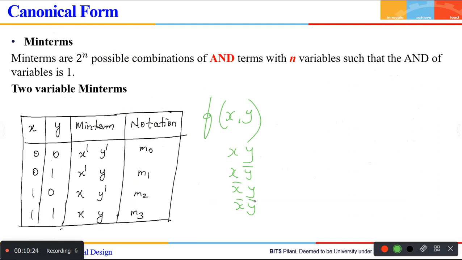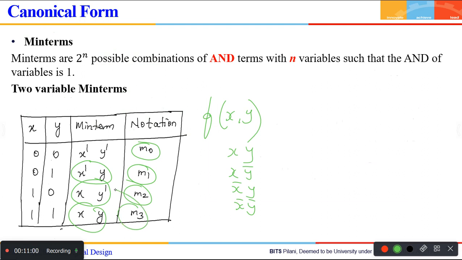Now, x bar y bar represents complements, so this is like 0 0. The corresponding min term is called m0. Similarly, you have 0 1, that is x bar y, and the corresponding min term is m1. Now x y bar corresponding min term is m2, and xy corresponding min term is m3.